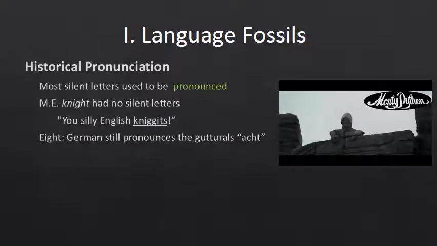First of all, language fossils. Why all of those silent letters? We looked at some of them in the lecture. I asked you to come up with many more examples for the homework. For what rational reason would a word come into the language and have a silent letter, a letter that does no work?